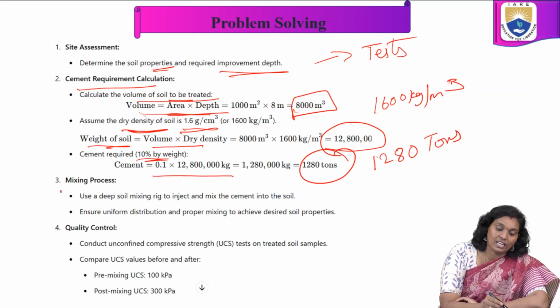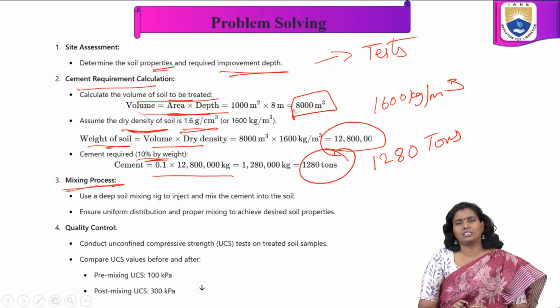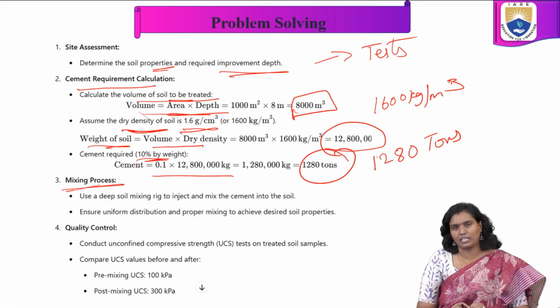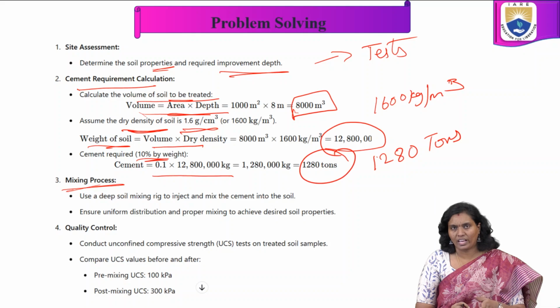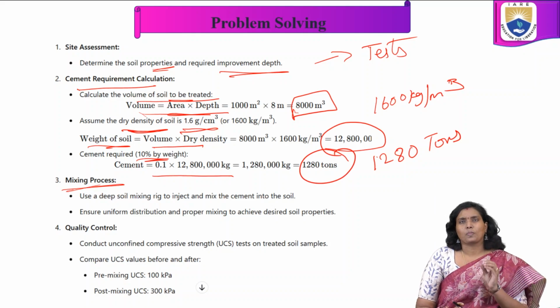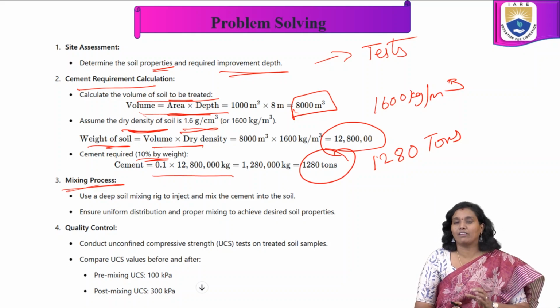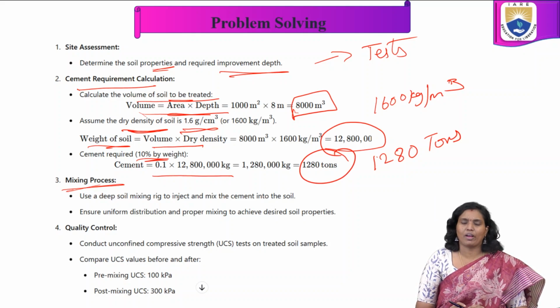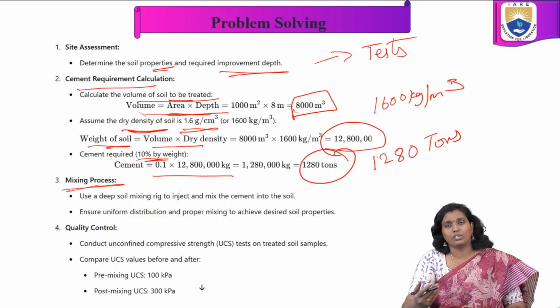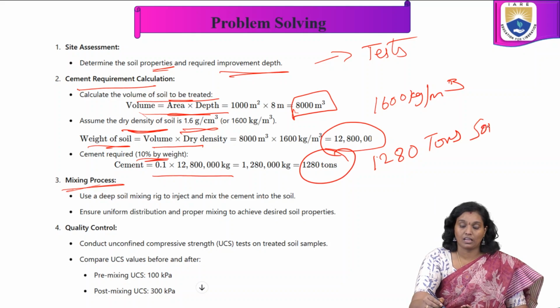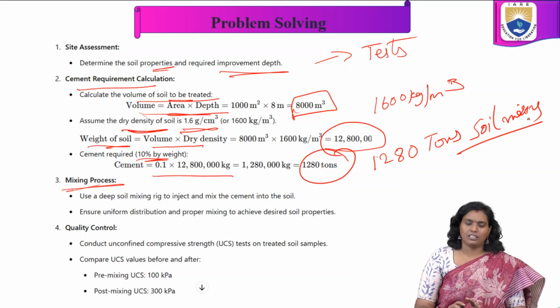Now we move on to the next step, the mixing process. In soil mixing, first we understand the soil properties, in what way the properties are going to be enhanced, and which type of mixing material we are choosing. According to that, we calculate the mixing material requirement. Here we choose cement. So how much cement is required for this soil mixing? That material is going to be mixed into the soil, that is nothing but soil mixing. How much material is required for that purpose, we are calculating in this particular step.